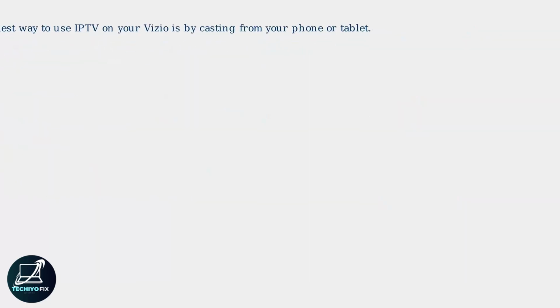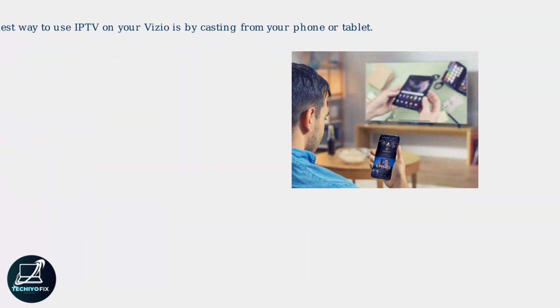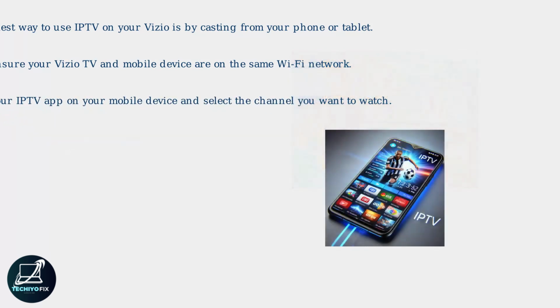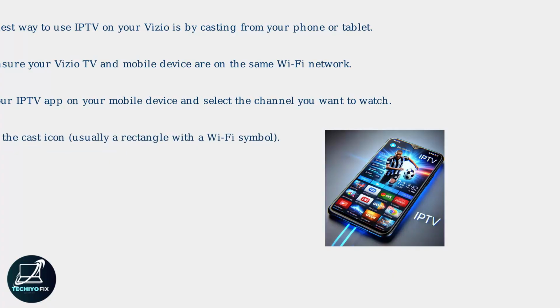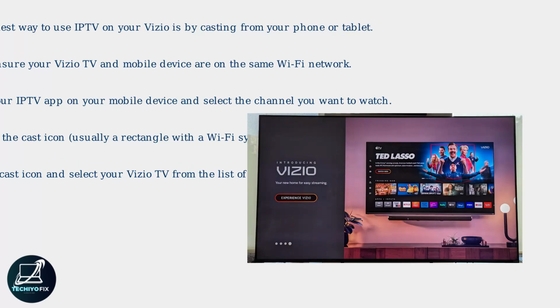The easiest way to use IPTV on your Vizio is by casting from your phone or tablet. First, ensure your Vizio TV and mobile device are on the same Wi-Fi network. Open your IPTV app on your mobile device and select the channel you want to watch. Look for the cast icon, usually a rectangle with a Wi-Fi symbol. Tap the cast icon and select your Vizio TV from the list of available devices. The IPTV stream should then appear on your TV.